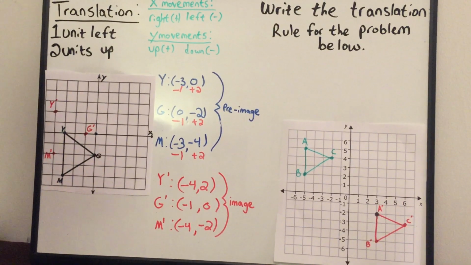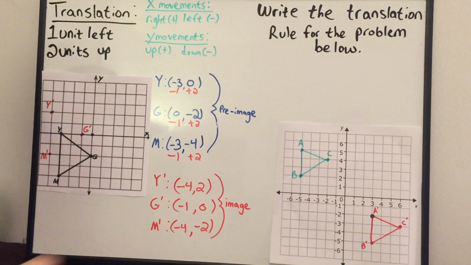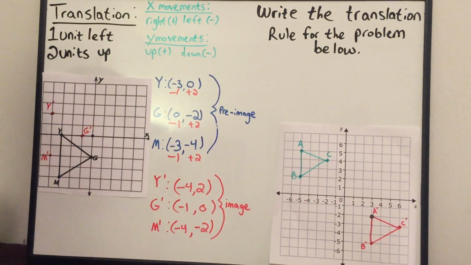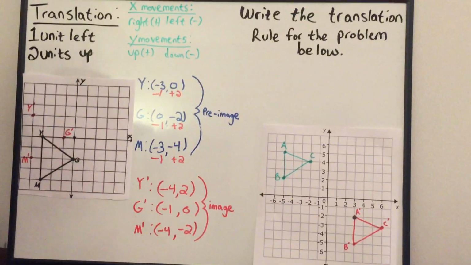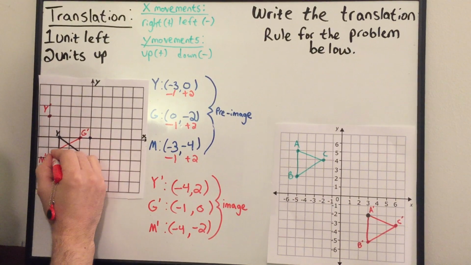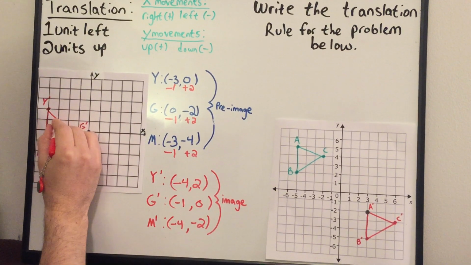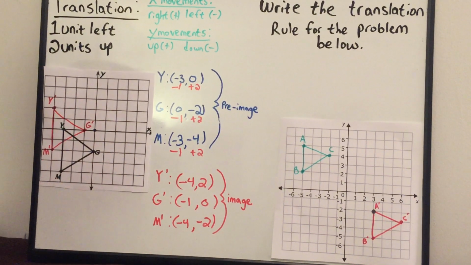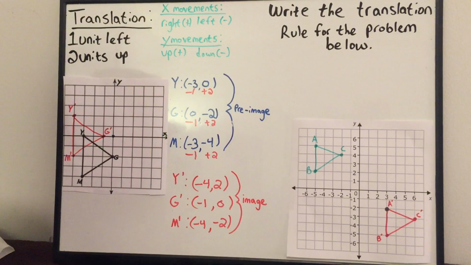Notice when I plotted my points, I right away put the letter and the prime, because I don't want to mix them up and go, wait, is that one my M? Is that one my Y? And that really helps me get things situated. And then we'll just connect all of our points to finish up our triangle. And you successfully translated.